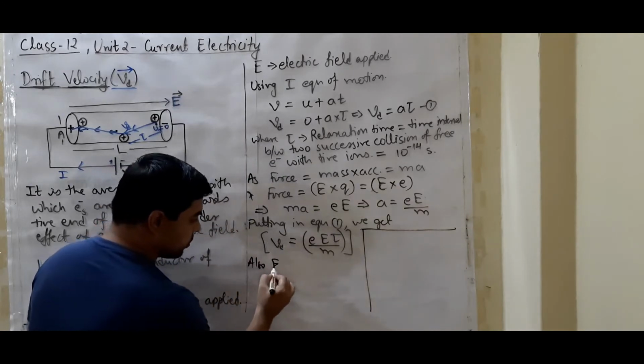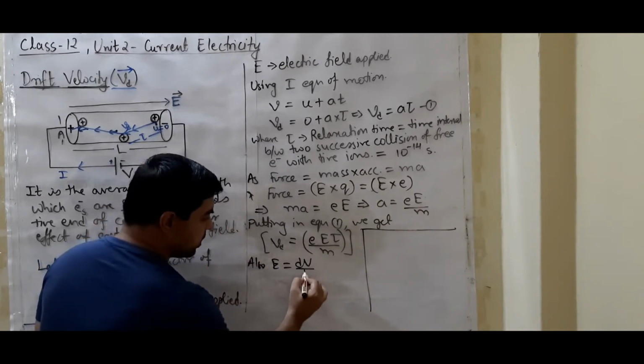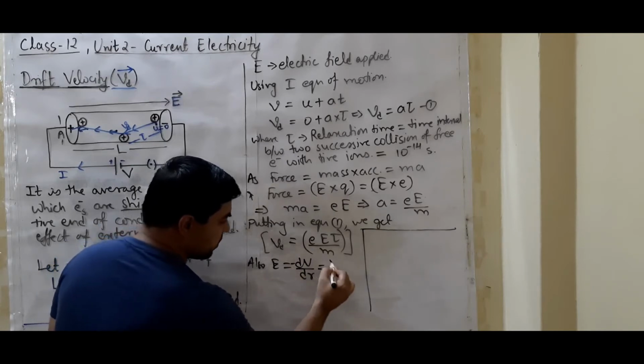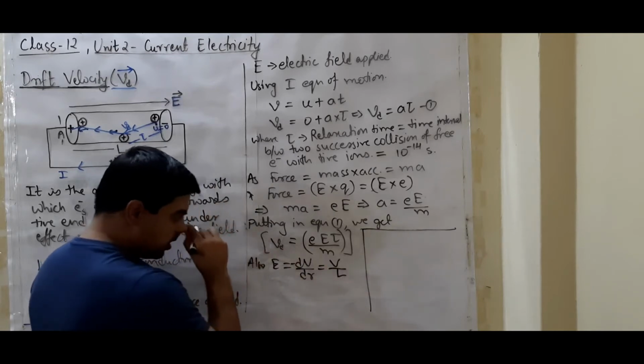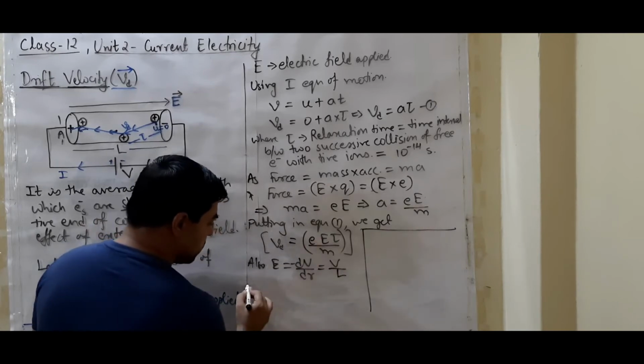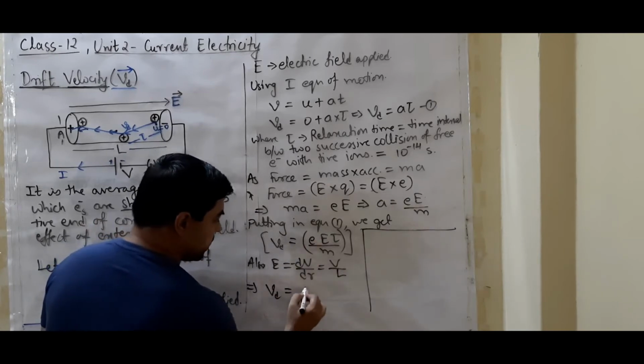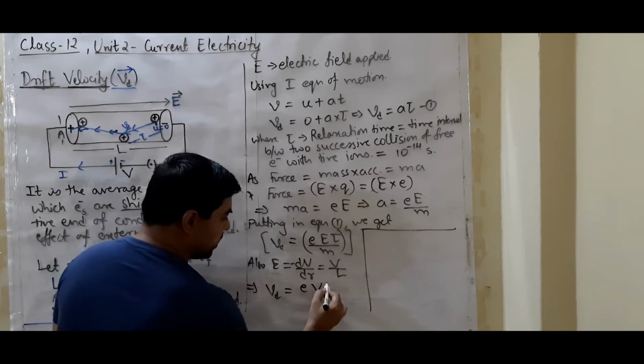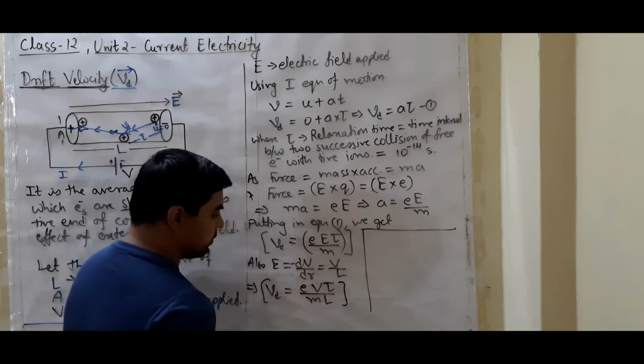We have the relation for E is minus dV by dr, which can be written as V by L also. V is the potential difference, L is the distance for which it is applied. So substituting the formula, one more formula we have for Vd, it is eV tau upon mL. This is also the expression for drift speed.